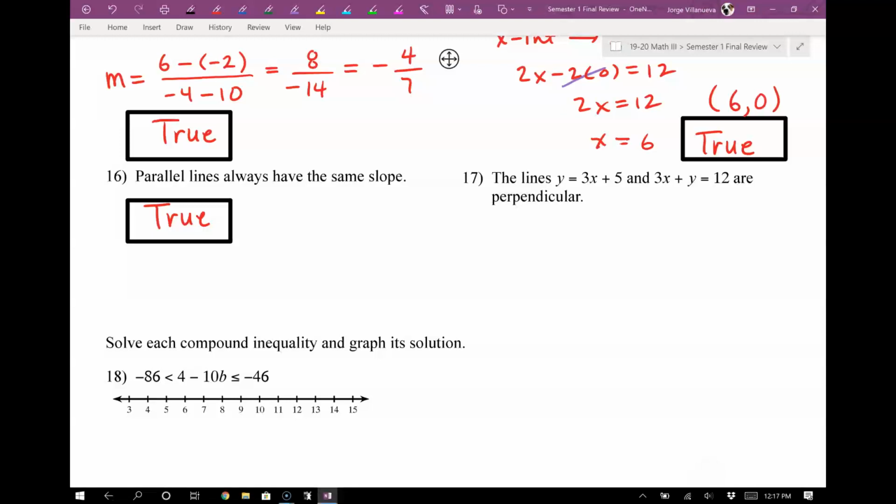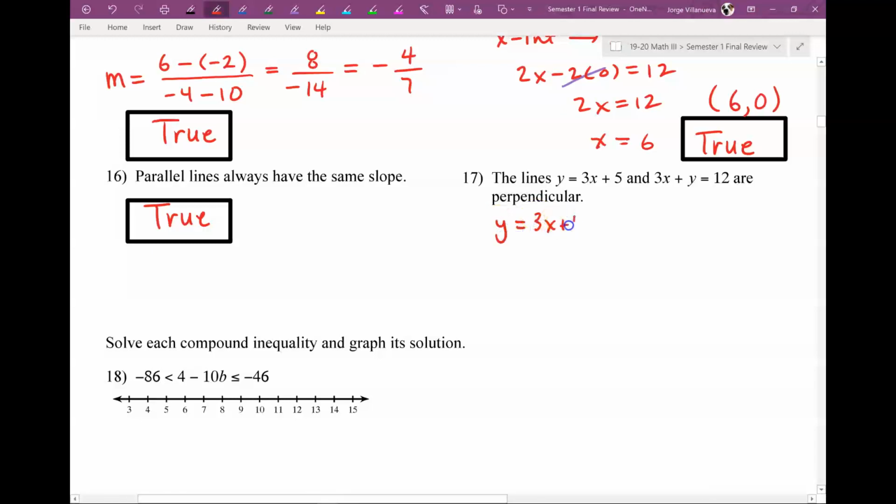Let me just check time here. 17, the lines y equals 3x plus 5 and 3x plus y equals 12 are perpendicular. So let's see. Y equals 3x plus 5 has a slope of 3, right? mx plus b, right? So slope is 3. 3x plus y equals 12. I need to solve for y, so let me subtract 3x. So that's y equals negative 3x plus 12. The slope on this one is negative 3.